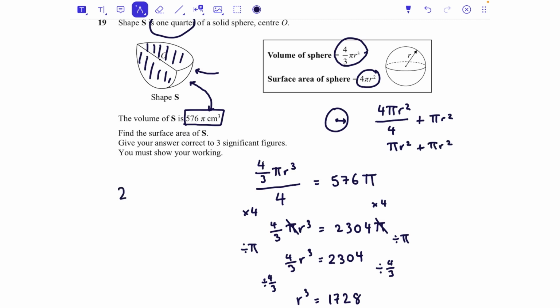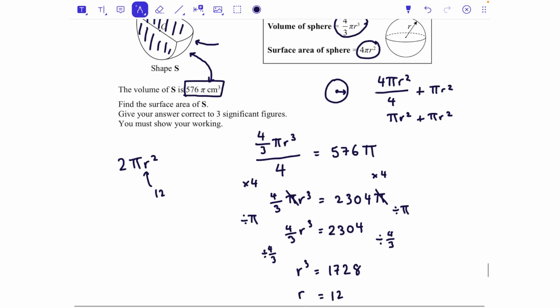So the easiest thing to do here is just to do 2 pi r squared or pi r squared and double it. But if you didn't do it that way, that's absolutely fine. It might just take you a little bit longer. So 2 times pi times 12 squared, because don't forget we've worked out that the radius here is 12 from the other part of the question.